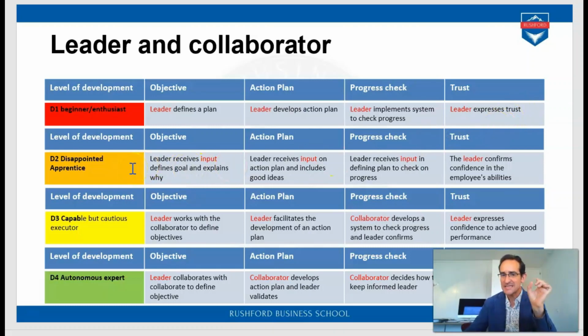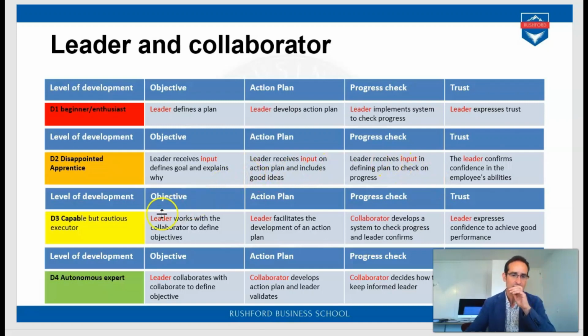The D2, this disappointed apprentice, the objective: the leader receives the input, defines the goal, and explains why. Talking about the action plan, the leader receives input on the action plan and includes good ideas. Progress check: the leader receives input in defining the plan to check on progress. And finally, talking about trust, the leader confirms confidence in the employee's abilities. So here we can see already there is a sort of combination between the leader and the input given by the collaborator.